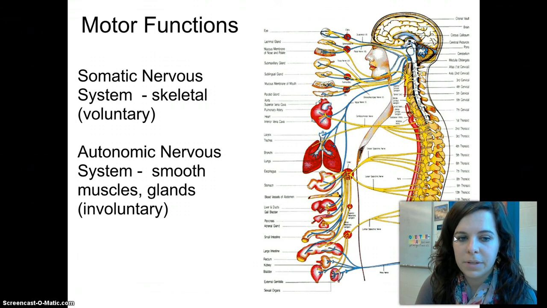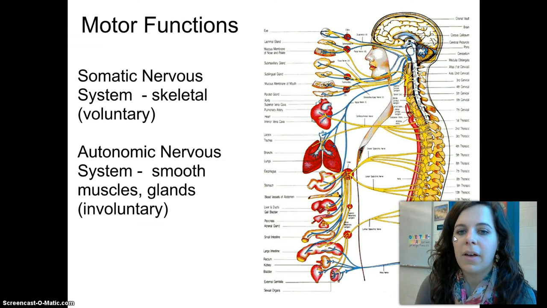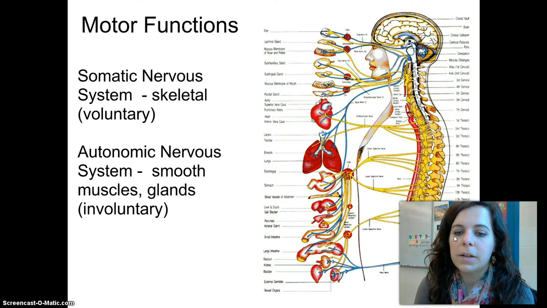There are two groups of motor functions that could happen. One is somatic, which is your voluntary systems or your skeletal muscle groups. And then your autonomic nervous system is your smooth muscles and your involuntary glands, like your heart, your stomach, your liver, and things like that. So autonomic is not voluntary.